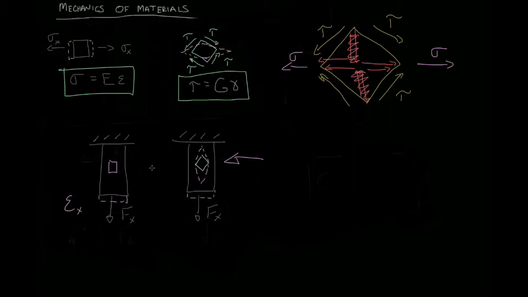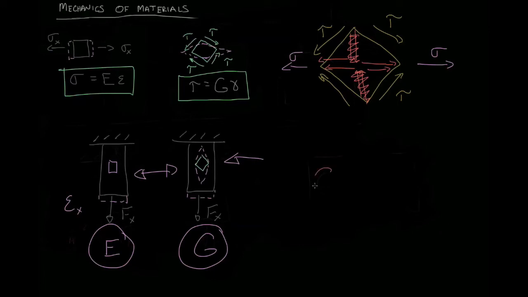So I want to believe that there's some sort of relationship between these two. In the former case, we're talking about axial stress, and that will be governed by the Young's modulus. In the latter case, we're talking about shear stress and shear modulus. In fact, there is a relationship between the two, and that is the shear modulus is the Young's modulus over 2 times 1 plus the Poisson ratio.